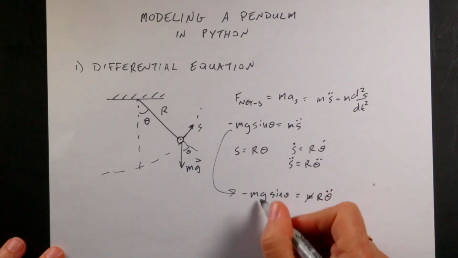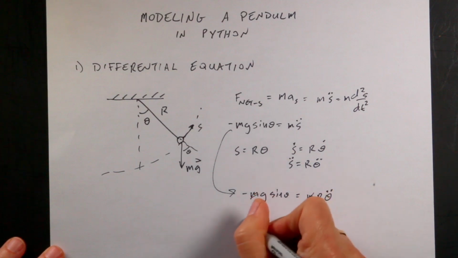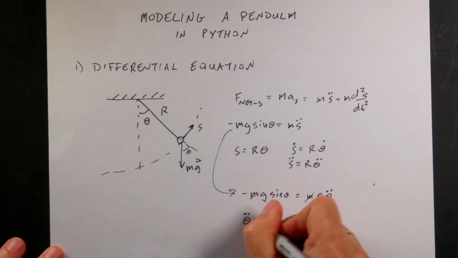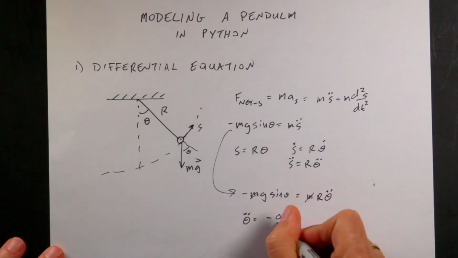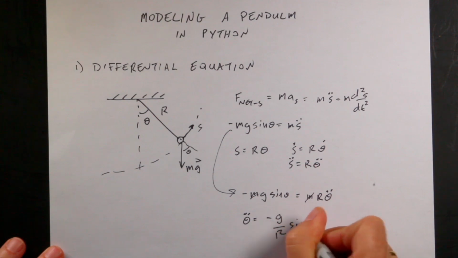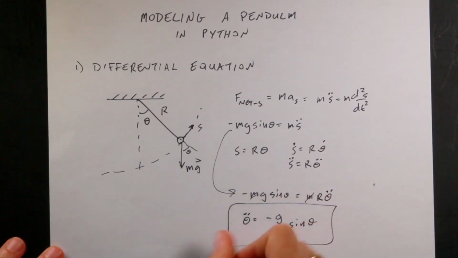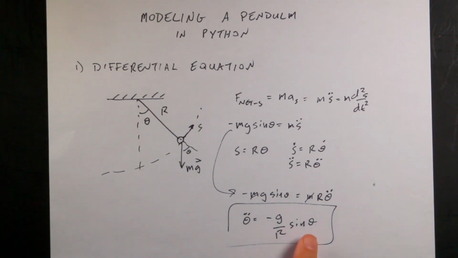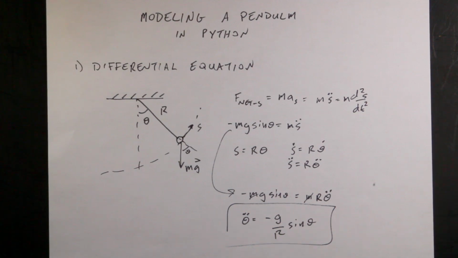Right off the bat, you see the mass cancels. If I solve this for theta double dot, I get negative g over r sine theta. And that's the answer. That's my differential equation for the motion of a pendulum. If you assume theta is small, you can replace sine theta with theta, which we'll do later. But right now we want to solve this differential equation. So how do you do this?